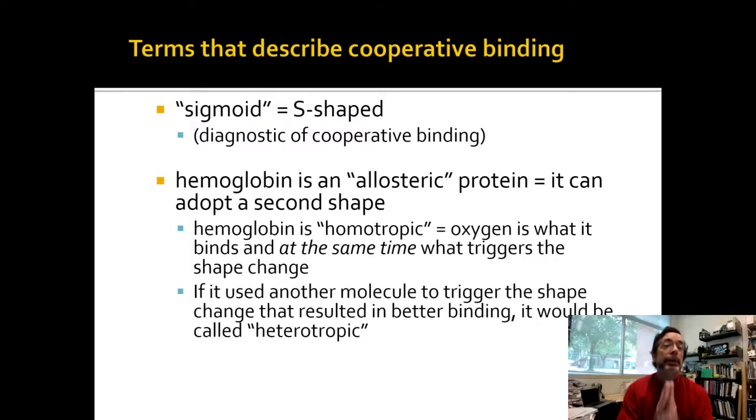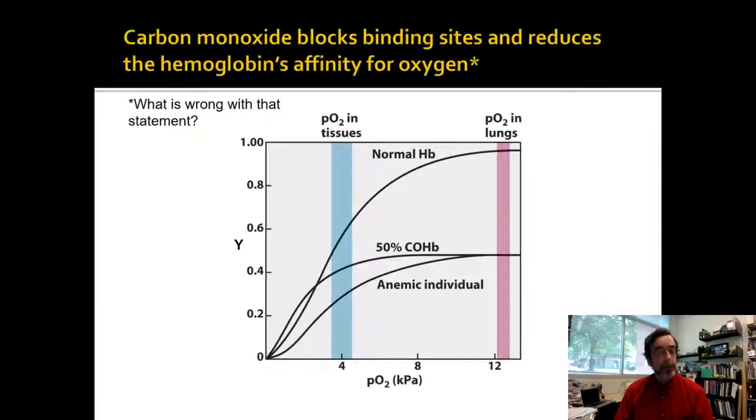And there are some molecules we're going to talk about that are heterotropic modulators. They are not oxygen, but they change how hemoglobin is shaped, and therefore they change how oxygen is bound. Okay? So for example, here's an example of a different molecule that can bind in the site and result in the shape change, but it binds in the binding site and it causes a difference in its oxygen binding.